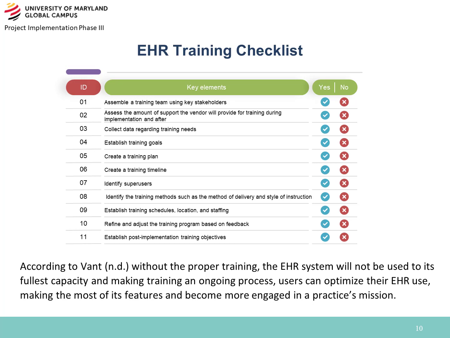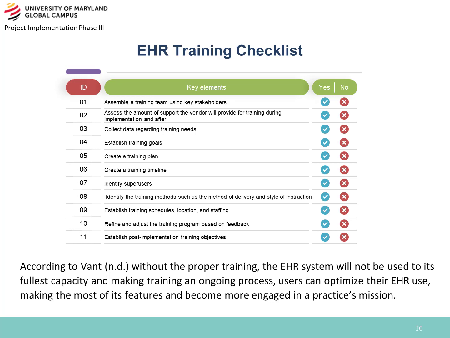If you look at the training checklist, we'll just walk through the key elements. The first thing we want to do is assemble a training team and identify the stakeholders. We want to do an assessment of the training that's being provided by the vendor, as well as the training that needs to be required by the organization. We want to collect the data on training needs, establish training goals, put together a plan, and put together a timeline.